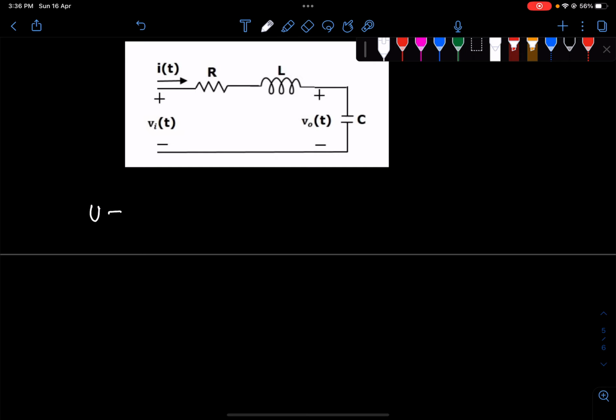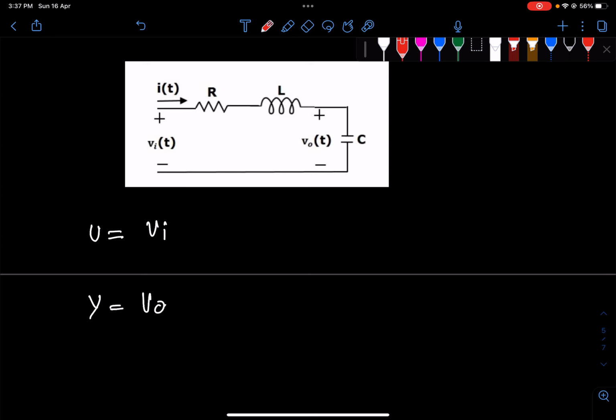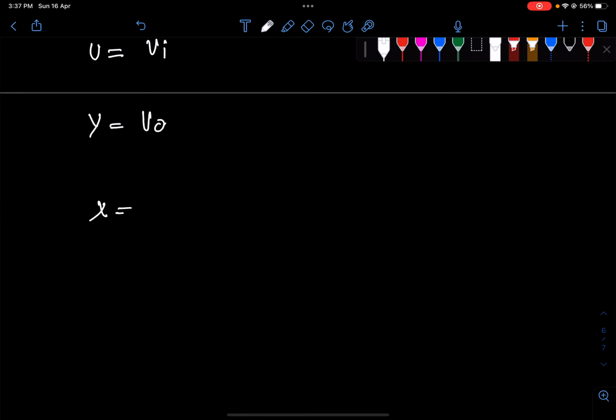So what is u here? That is nothing but the input, Vi, right? Let me ask you, how many state variables are there? Since inductor and capacitor are energy storing devices, the inductor will have a current passing through it, that is i(t). So one state variable is i(t). And the voltage across the capacitor, V0(t), also changes with time. So there are two state variables. So what is the state variable matrix? i(t), and the next is V0(t), the voltage across the capacitor.